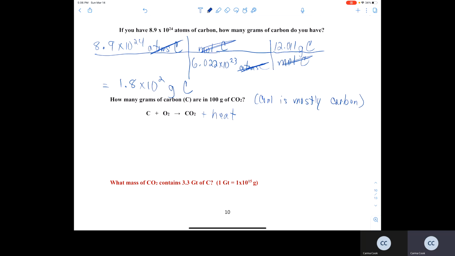And so this is a balanced reaction. All stoichiometric coefficients in front of each reactant and the product, CO2, are ones. So what that's saying is for every 1 mole of carbon that's combusted, you produce 1 mole of carbon dioxide, CO2. So therefore, if we have 100 grams of CO2, how many grams of carbon are in this 100 grams of CO2?